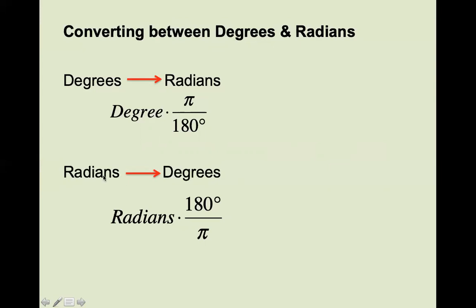If I'm going the other direction, from radians to degrees, I'm going to eliminate the pi. So I'll have some number of radians, like 7 pi radians, times 180 over pi. The pi's will cancel and I'll just multiply whatever that number is times 180.